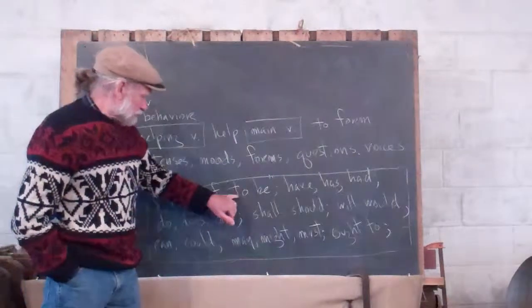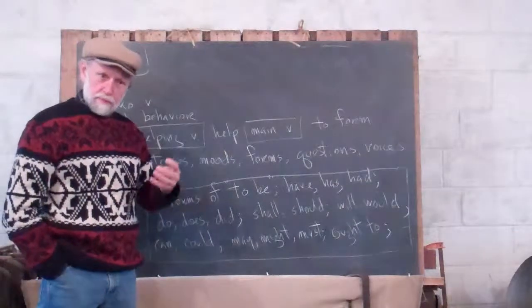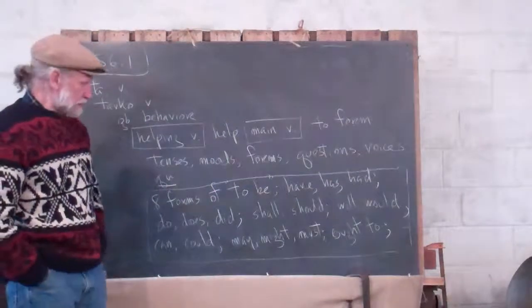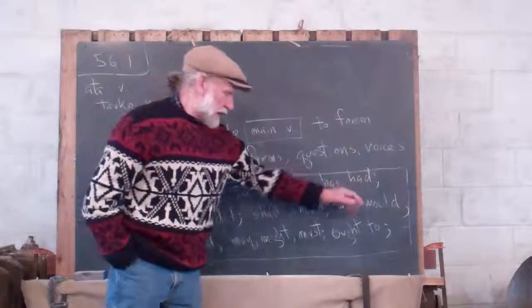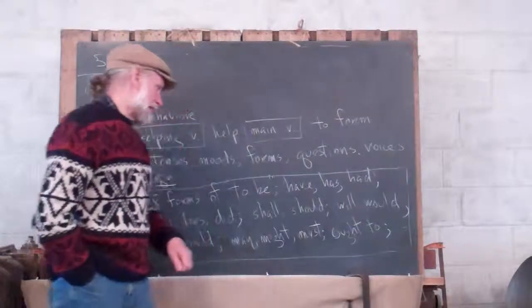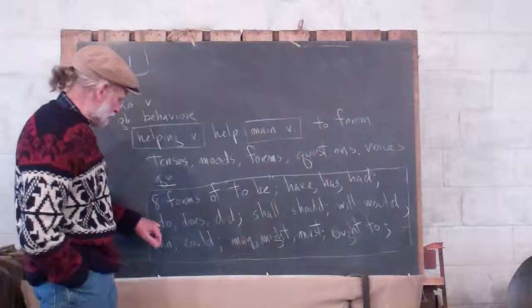The 8 forms of the verb to be. Am, are, is, was, were, be, being, been. Those are those 8 forms. Let's start with them. They're very important. Have, has, had. Those are 3 forms of really the verb to have. Do, does, did. 3 forms of the verb to do.